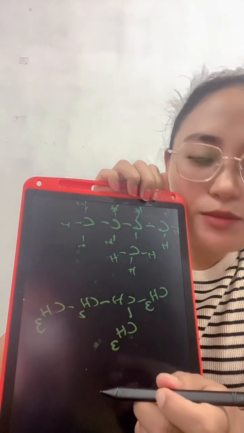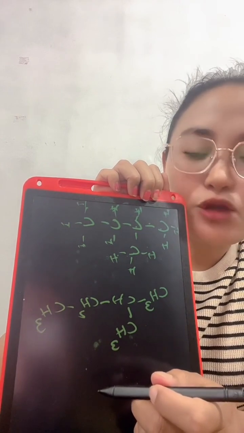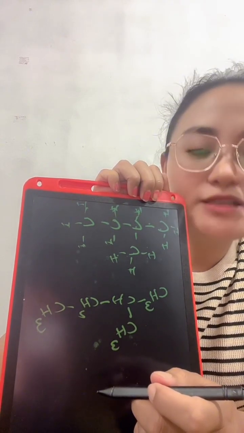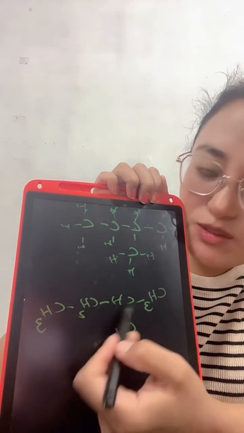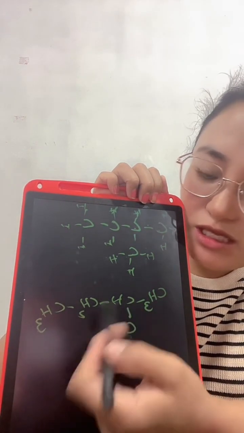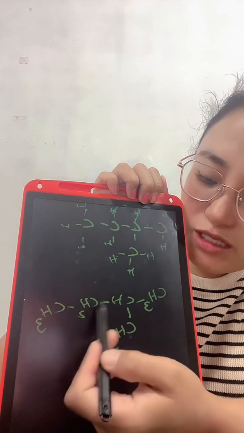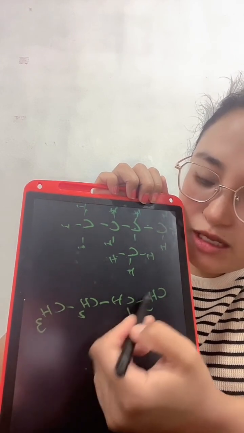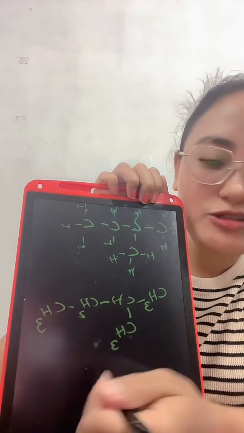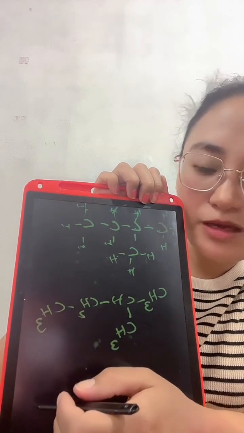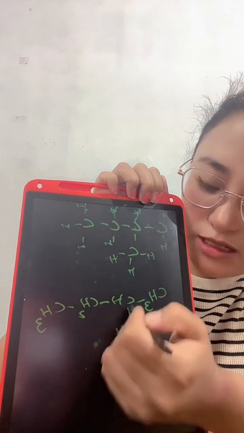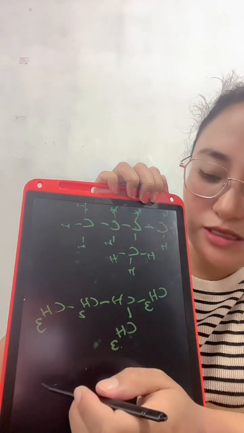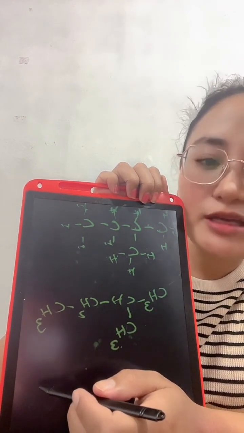Now for IUPAC naming, the first thing is you have to look for the longest continuous carbon chain. For example, if I go this way, it is continuous. We are not breaking the chain. If we go that way, come back, go down, it's not called continuous. You can't break it. So we need to find the longest continuous chain.